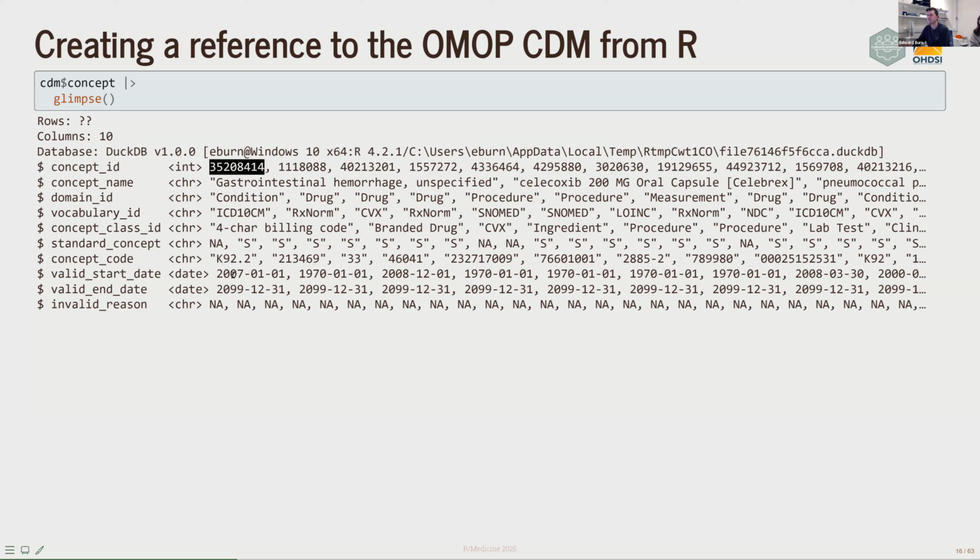In our synthetic data, it's a small subset of the full vocabularies, but in the full vocabularies, we'd have, I think, a few million concepts from all the different vocabularies used for healthcare data, some of which are standard. So these are the ones we can use for network studies. Some of the ones are non-standard that get mapped to the standard concepts.